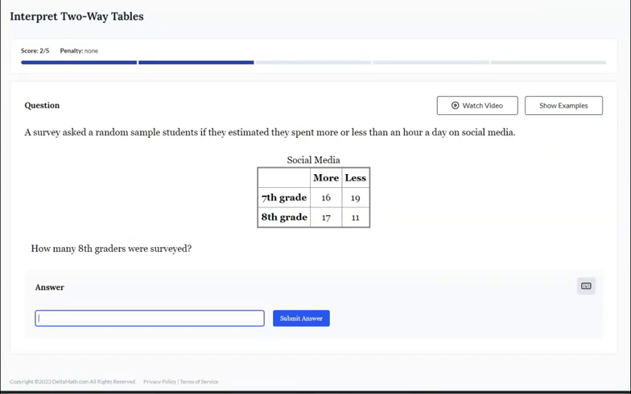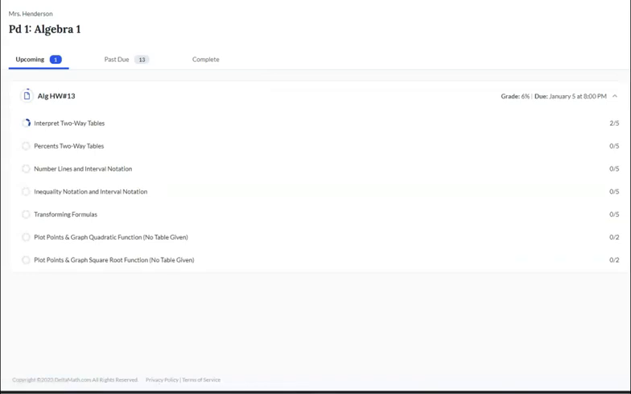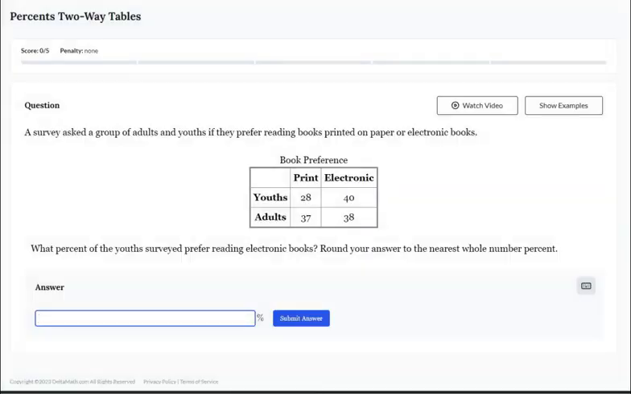We're going to go back and take a look at the other topic, finding percents in a two-way table. For this question here, you're asked to find the percent of youths surveyed that prefer reading electronic books. So we're reading youths and electronics. So that would be 40. And they want to know the percent of the youth surveyed.